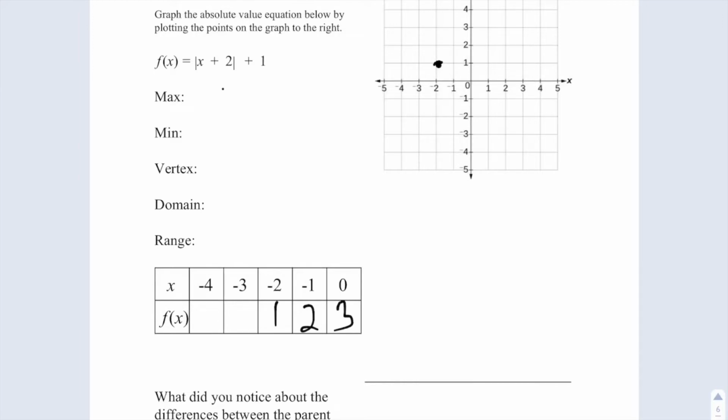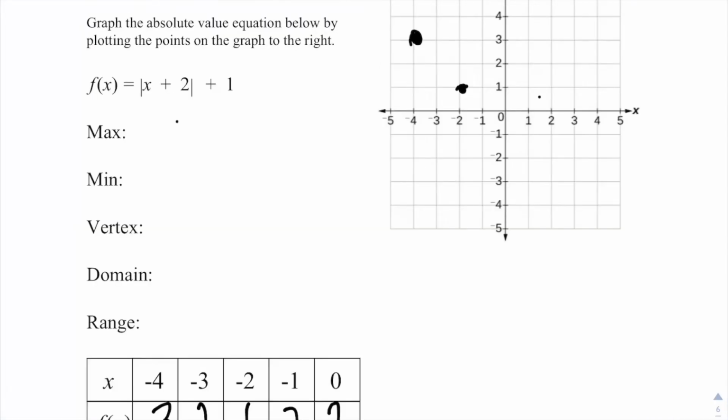If I put in -3, I get -3 plus 2, which is -1. The absolute value of -1 is 1, plus 1, which is 2. If I put in -4, I get -4 plus 2, which is -2. The absolute value of -2 is 2 plus 1, which is 3. So I can graph this. -4, 3 about there, -3, 2 about there, and -1, 2, and then 0, 3, which is right there. So I can now draw this, sketch it in.